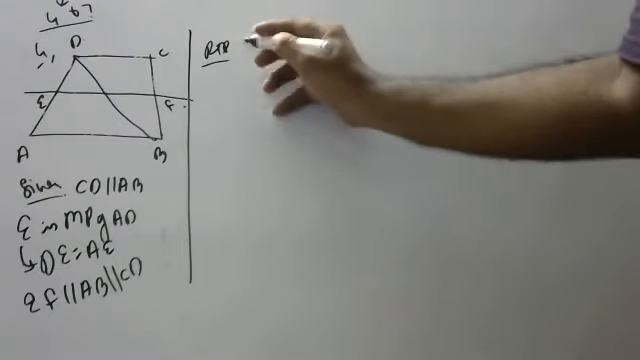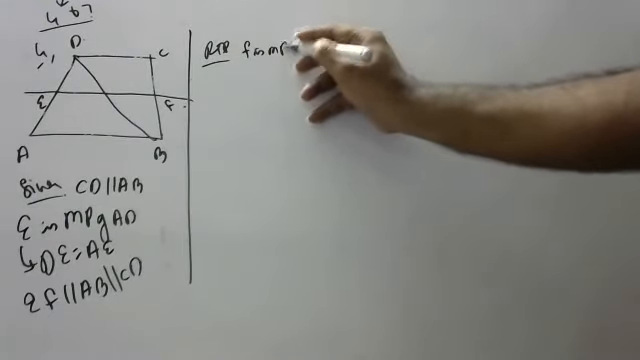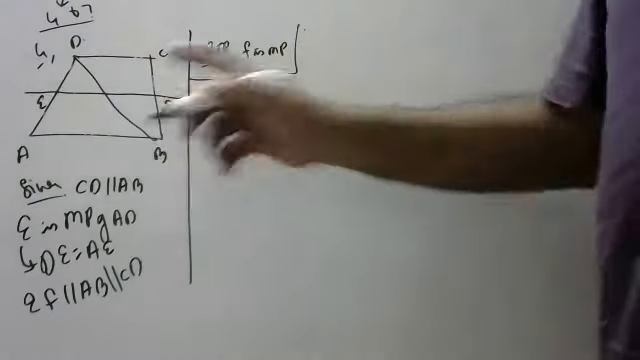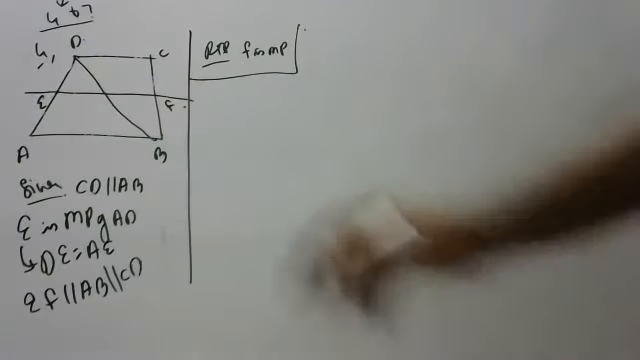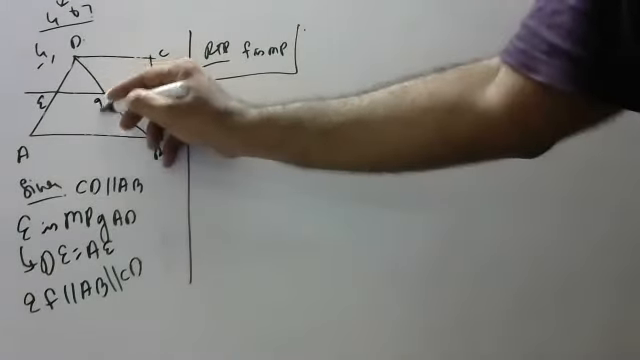What is required to prove? We have to prove that F is also the midpoint. E is the midpoint, we have to prove F is also the midpoint. Now I'll put here G.